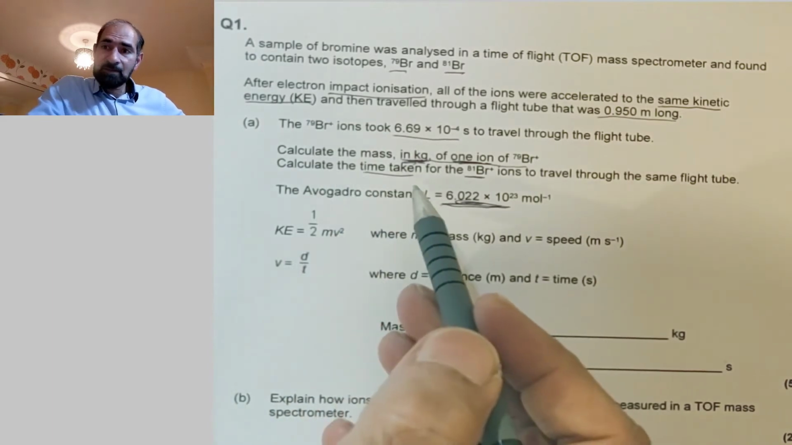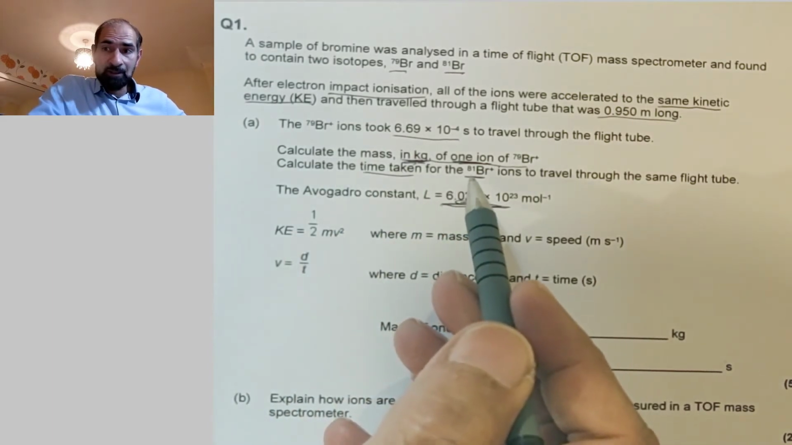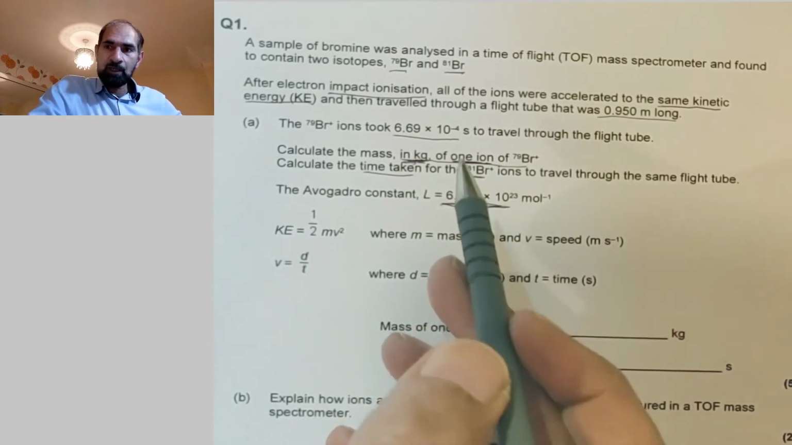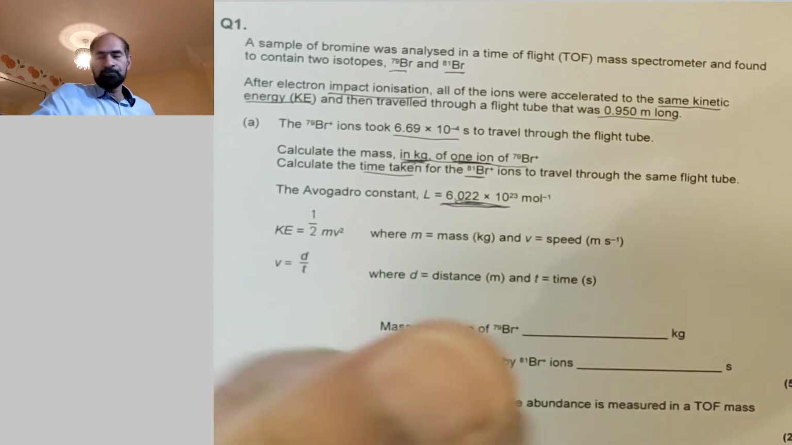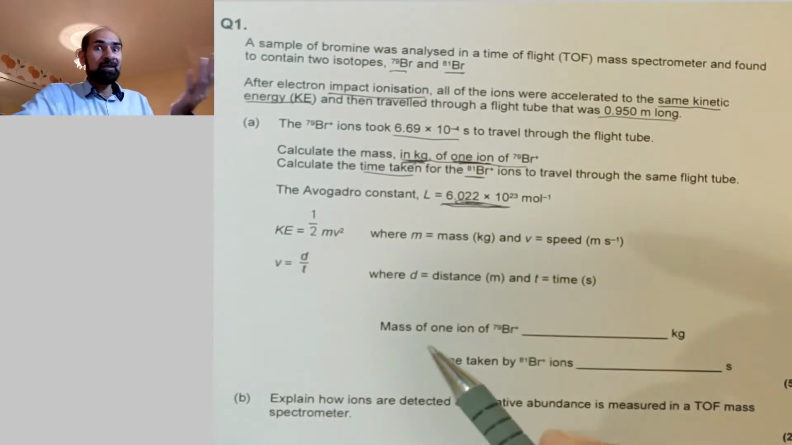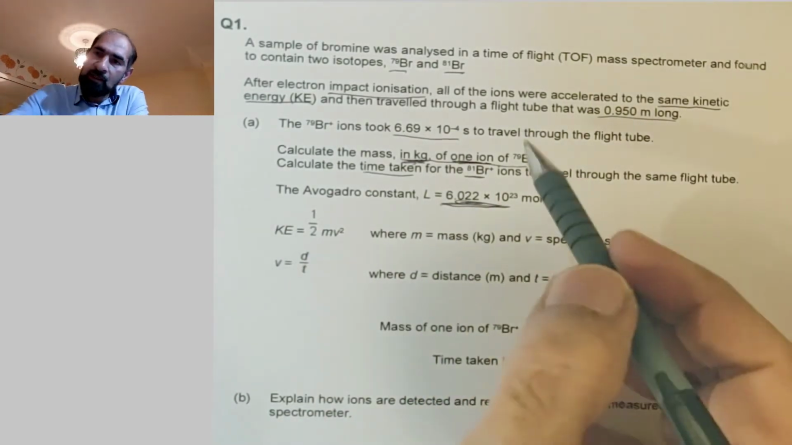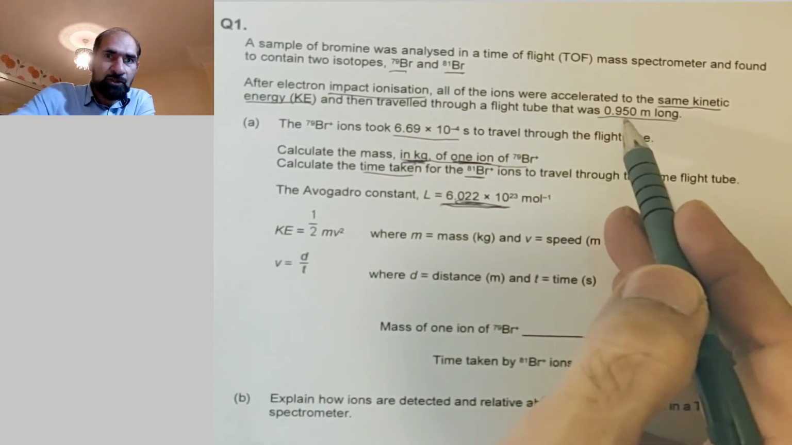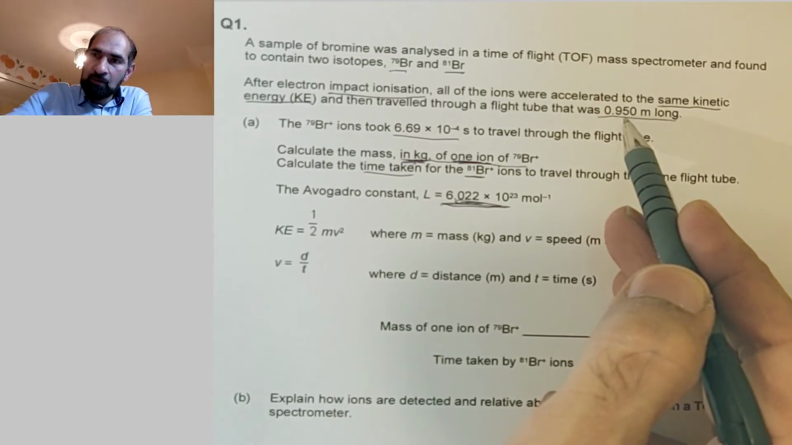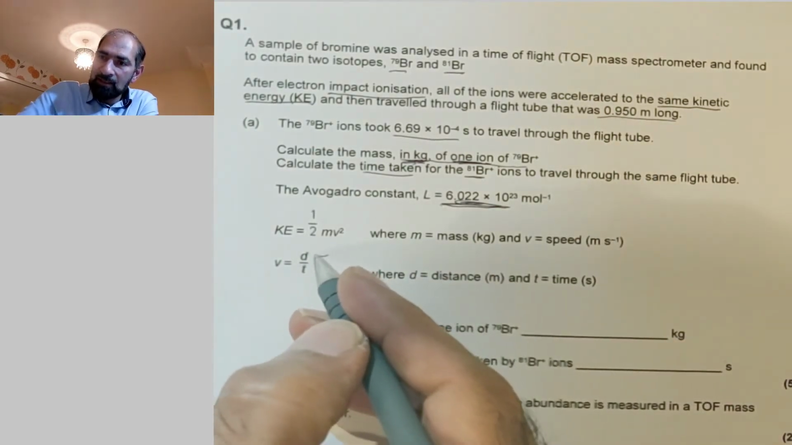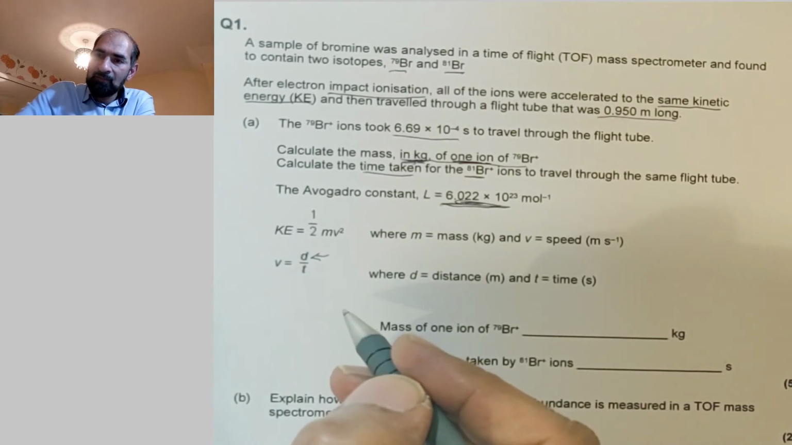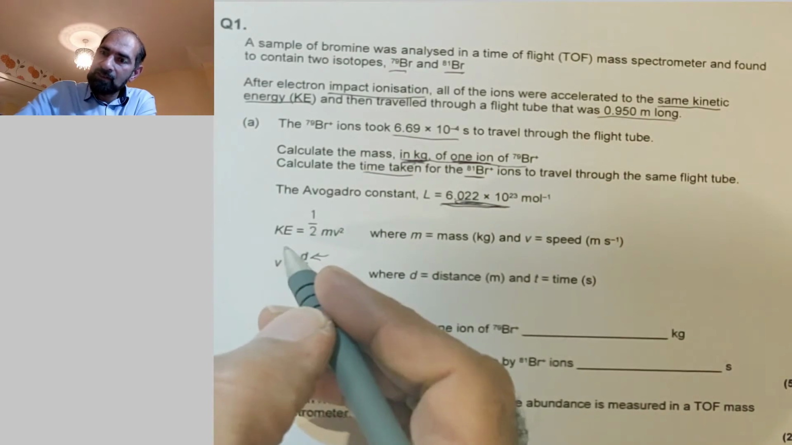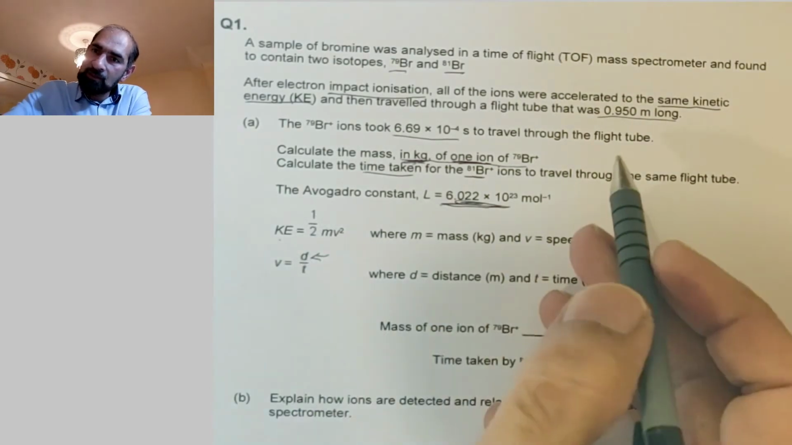Second, calculate the time taken for the bromine 81, so this is a different ion, to travel through the same flight tube. They've given us all of these. What am I thinking when I look at this question? They've given me a distance, the length of the flight tube, the distance that the ions travel. That's this here. And they've also given me the same kinetic energy. They said both of them have the same kinetic energy. I'll need to remember that.